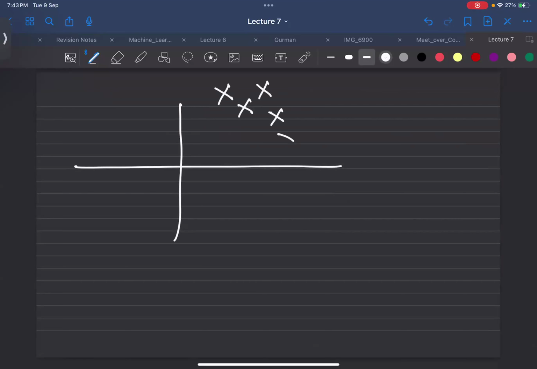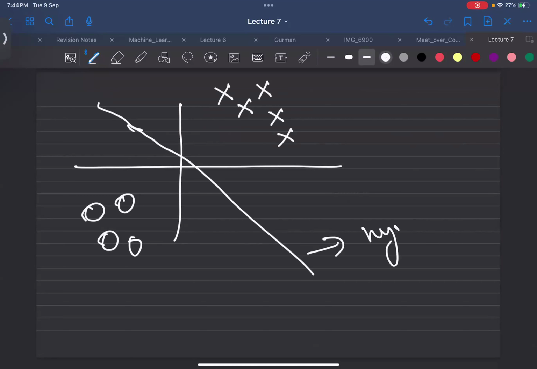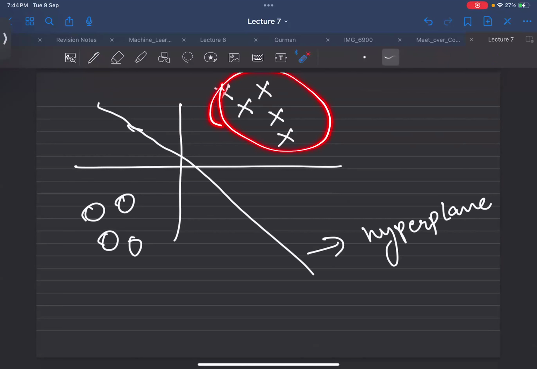This is one class. This is another class. This is the hyperplane or decision boundary. I want these points to be away from those points. That is my main objective. That should be the main objective of a linear classifier, and they should be as far as possible. So how can I make it far?